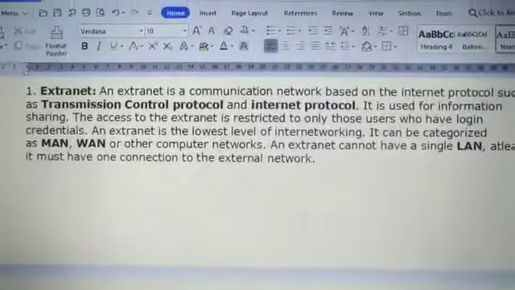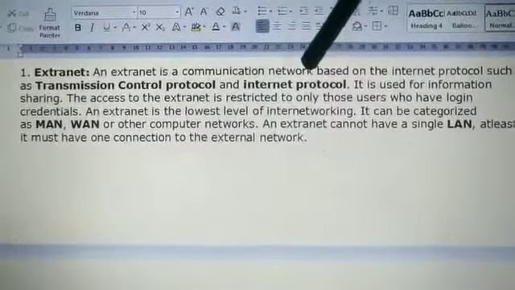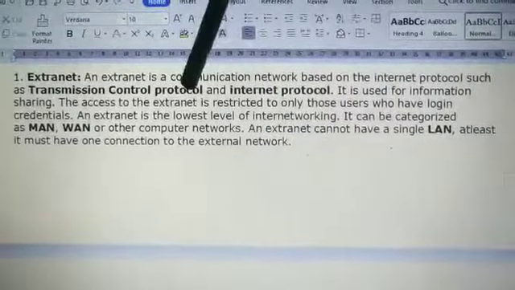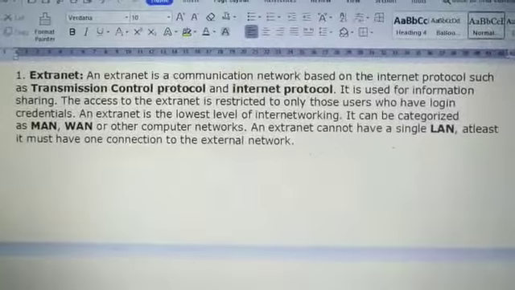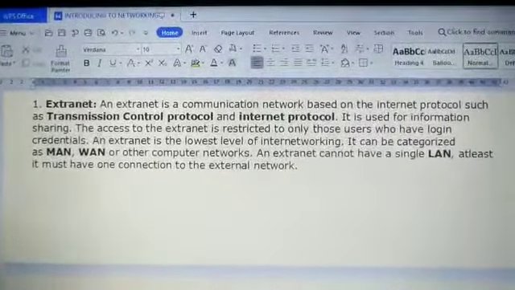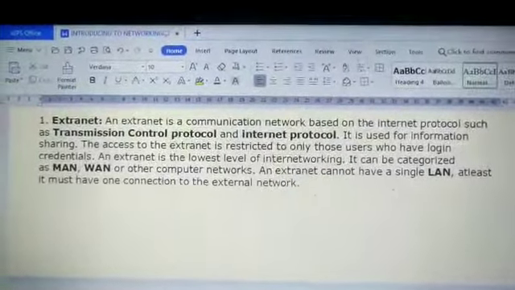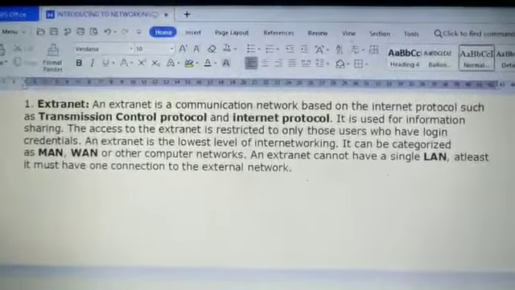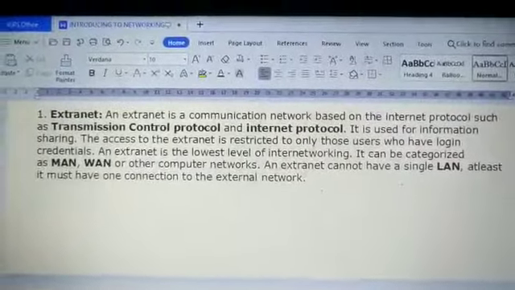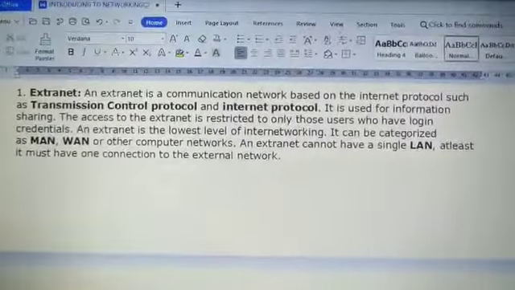Number one is extranet. An extranet is a communication network based on the internet protocol, such as the Transmission Control Protocol and Internet Protocol. You have heard about the term TCP/IP protocol. TCP stands for Transmission Control Protocol and IP stands for Internet Protocol. Generally we use these two protocols to access the internet. It is used for information sharing.